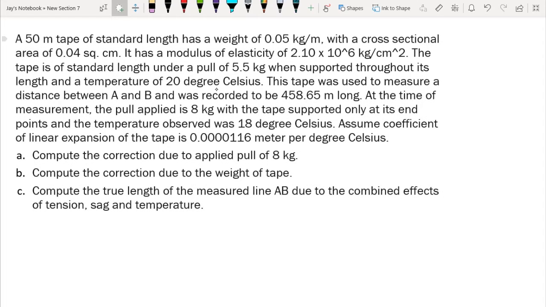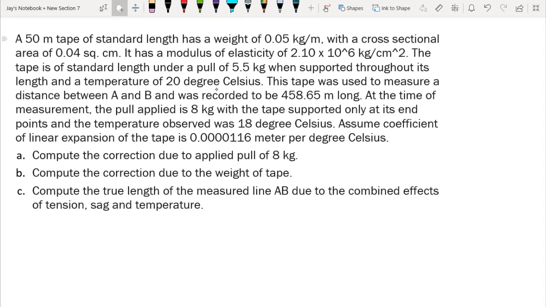So we have our first example here. A 50-meter tape of standard length has a weight of 0.05 kilogram per meter with a cross-sectional area of 0.04 square centimeter. It has a modulus of elasticity of 2.1 times 10 raised to the 6 kilogram per square centimeter. The tape is of a standard length under a pull of 5.5 kilogram when supported throughout its length and a temperature of 20 degrees Celsius.